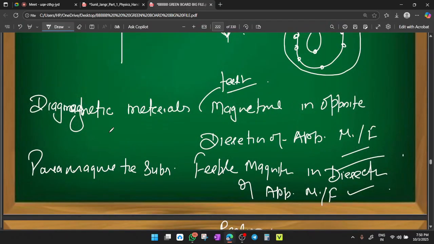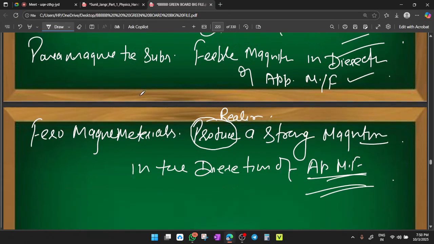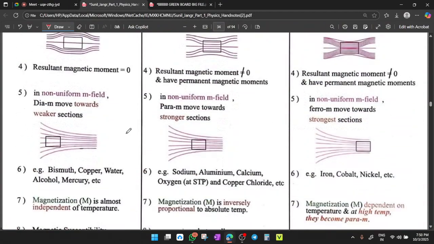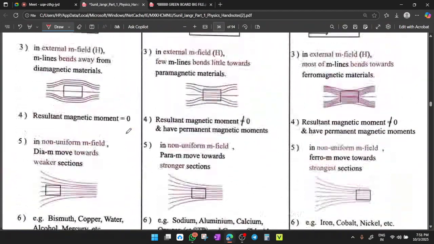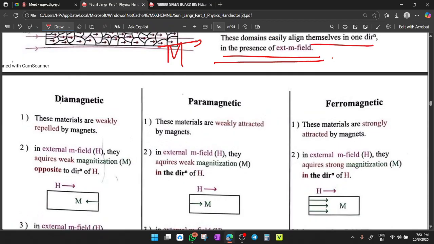So this is the reason for the different behavior of the three types of material: diamagnetic material, paramagnetic material, and ferromagnetic material. Understood? Now, one very important and most obvious question of this chapter is the comparison between diamagnetic, paramagnetic, and ferromagnetic material, based on all the theory that we have read.